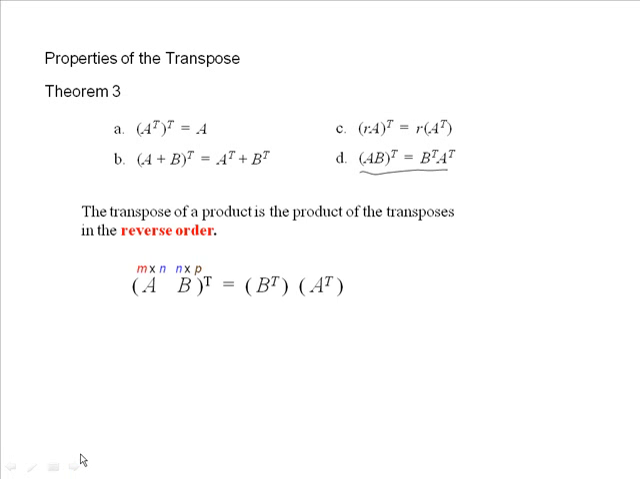So if A is m by n and B is n by p, then AB is m by p. So AB transpose is p by m. And then B transpose is p by n, and A transpose is n by m. And so we see when we multiply those, we have a p by m matrix.